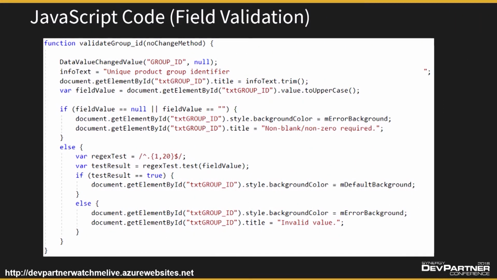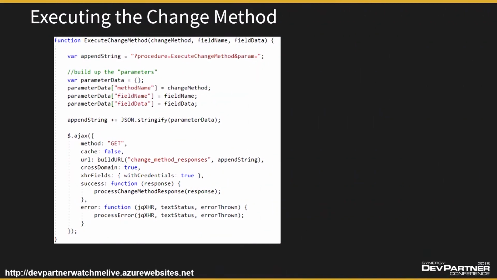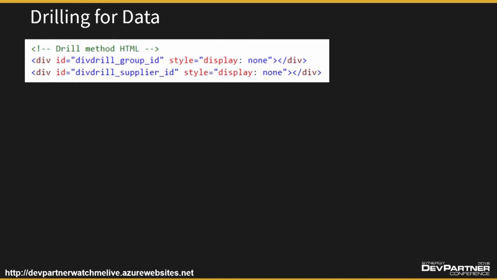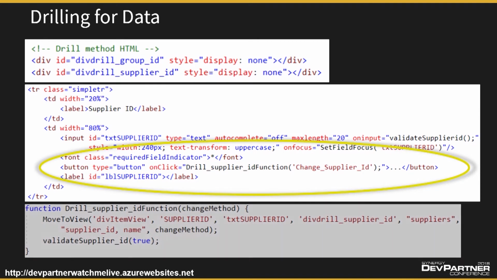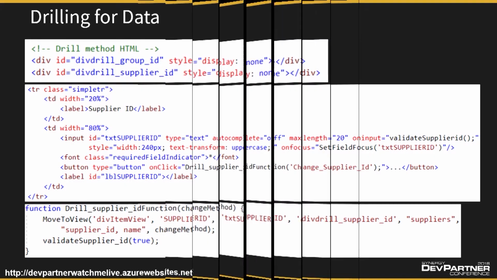We can do validation in the JavaScript based on the rules inside the repository. We can execute a change method on the remote web server. So if we've got existing validation logic, we can execute that. I'm whizzing through this because I've literally got 2 minutes left. When the change method's called, we get information back that says, I would like you to display this information into this particular field on the page. We have drill methods, which will go off and call the drill. So we've got buttons on there that allow us to do lookups. And again, if you've done a lookup, it'll call back to do the change method, to do the validation.